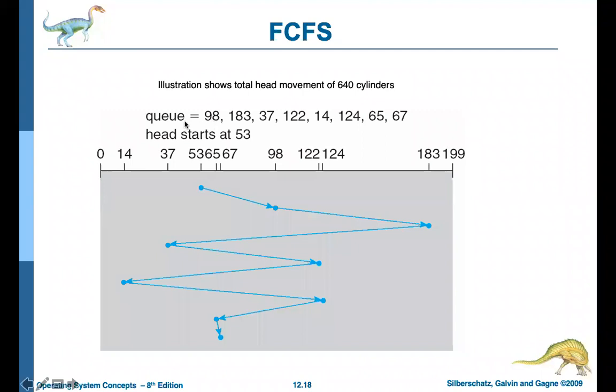From that particular point, the scheduling takes place as first come first serve, that is in the form of a queue, first in first out. If we treat this entire set as an array or index, then 98 is at index 0, 183 at index 1, 37 at index 2, and so on. So 98 is served first. From 53, 98 is served. From 98, the next one is 183, it moves to 183, then 37, comes back to 37 and so on. This is first come first serve.